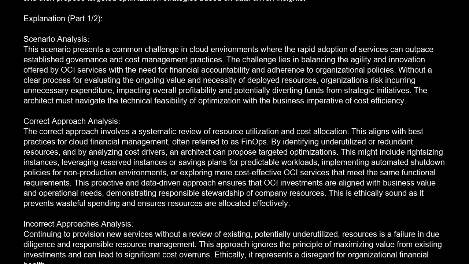Incorrect approaches analysis. Continuing to provision new services without a review of existing, potentially underutilized resources is a failure in due diligence and responsible resource management. This approach ignores the principle of maximizing value from existing investments and can lead to significant cost overruns. Ethically, it represents a disregard for organizational financial health. Implementing a blanket policy to terminate all resources older than a certain arbitrary period, without considering their actual usage or business criticality, is a reckless and potentially damaging approach.